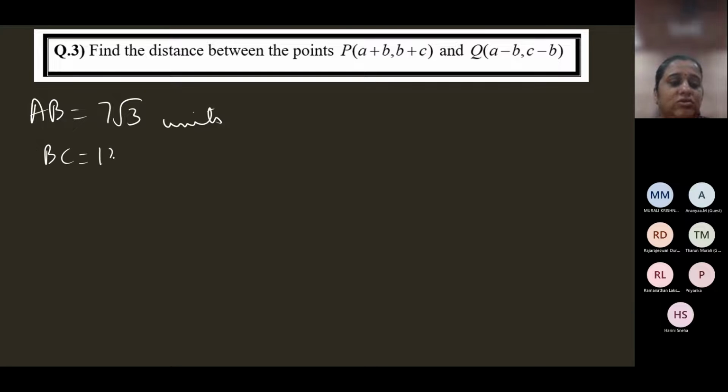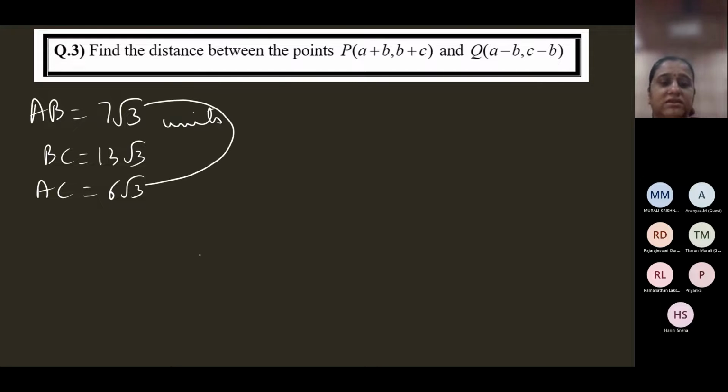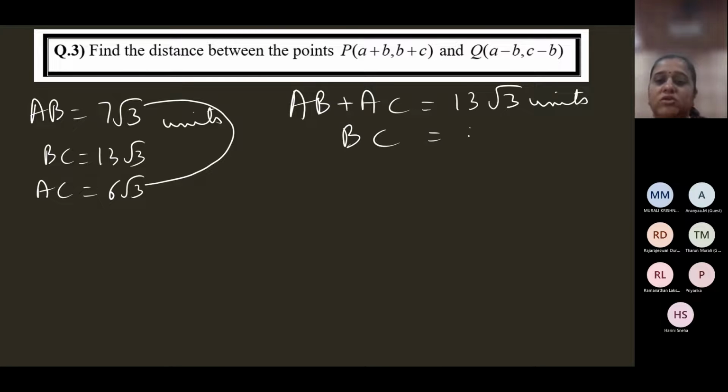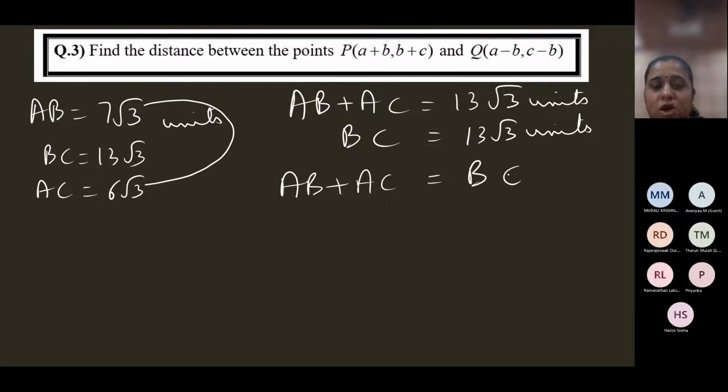BC is 13√3 and AC is 6√3. Okay. So what do we observe here? We will find AB plus AC, and that is 13√3 units. BC is also 13√3 units. So since AB plus AC is equal to BC, we conclude that the 3 points are collinear.